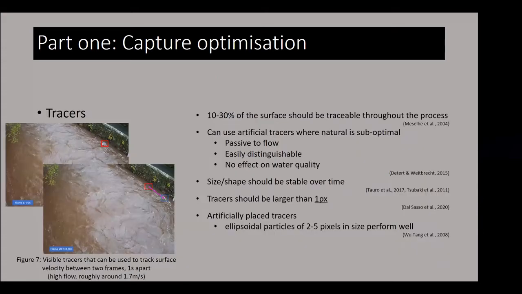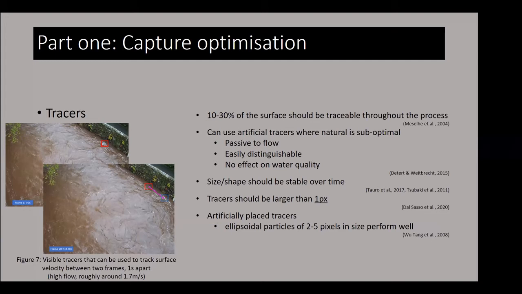So moving on to traces, research says that for good practice, traces need to be present on at least 10 to 30% of the surface of the river. It needs to remain visible and traceable throughout the sequence. Sometimes where studies aren't continuous and traces aren't prevalent, you can actually use artificial traces such as bark or decomposable polymers, so long as they're passive to the flow, easily distinguishable, and they have no effect on the water quality.